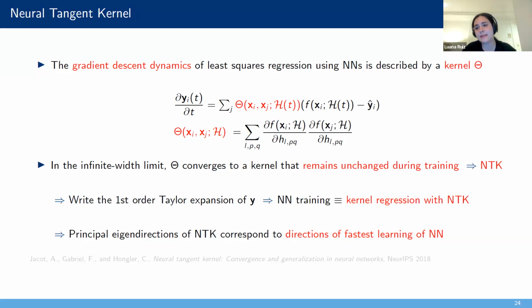And so we can analyze what happens in this limit by just doing kernel ridge regression with this kernel, which is called the neural tangent kernel. And the reason why this is interesting, even though it's a model and even though it's assuming that we are in the infinite width limit, is because the principal eigendirections of this neural tangent kernel correspond to the directions of fastest learning of the neural network. And so they tell us a lot about the learning dynamics of these neural networks.